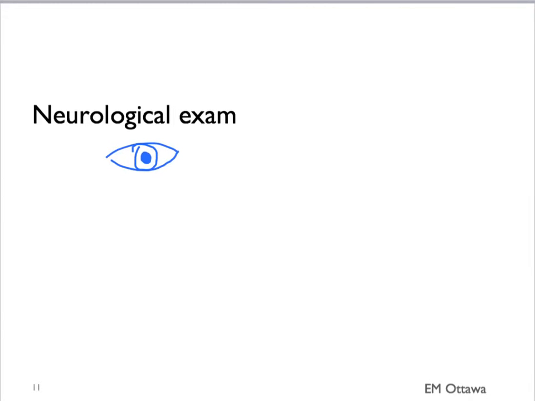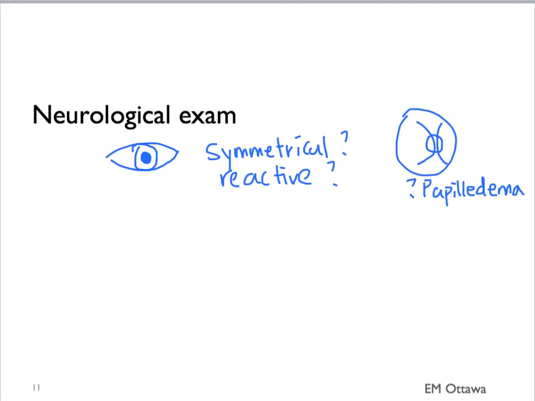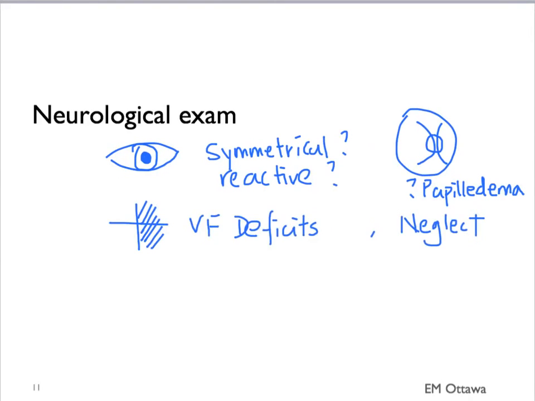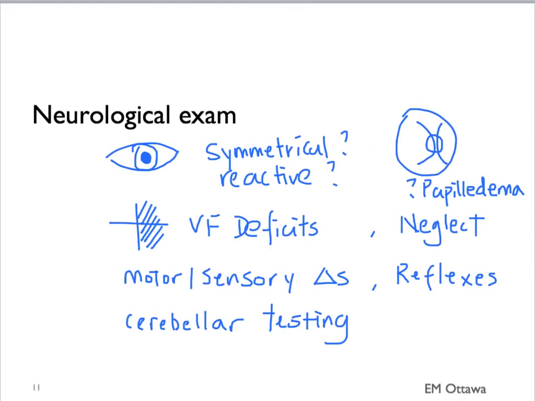We would check the pupils for reactivity, symmetry, and do a fundoscopy exam to look at papilledema. We will also look for visual field deficits and neglect. We will examine for any deficits or asymmetry in motor or sensory symptoms. We will also check for reflexes. We will also do cerebellar testing. If it is possible, their gait should be examined.